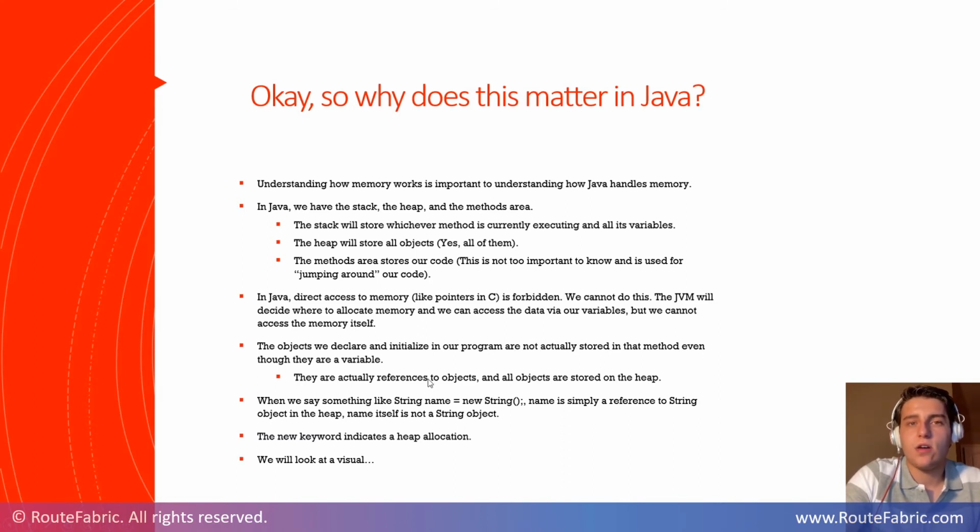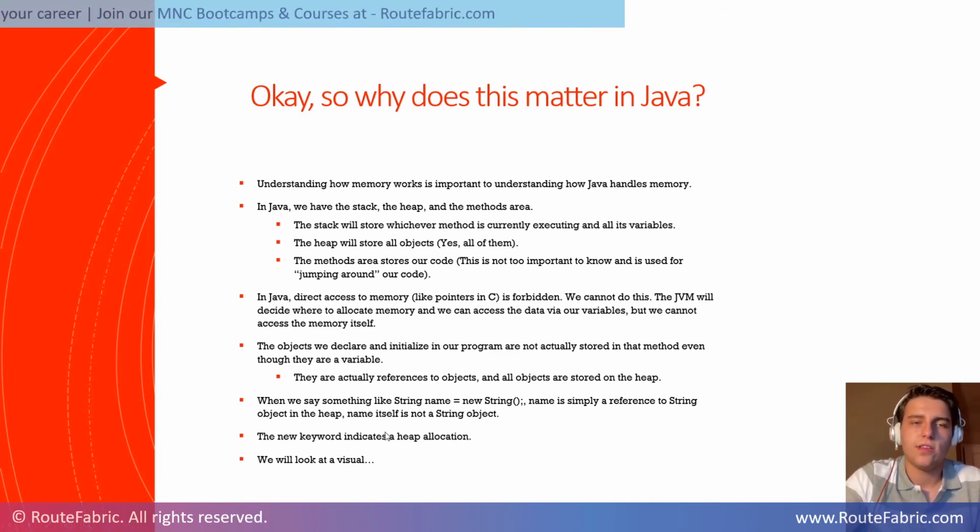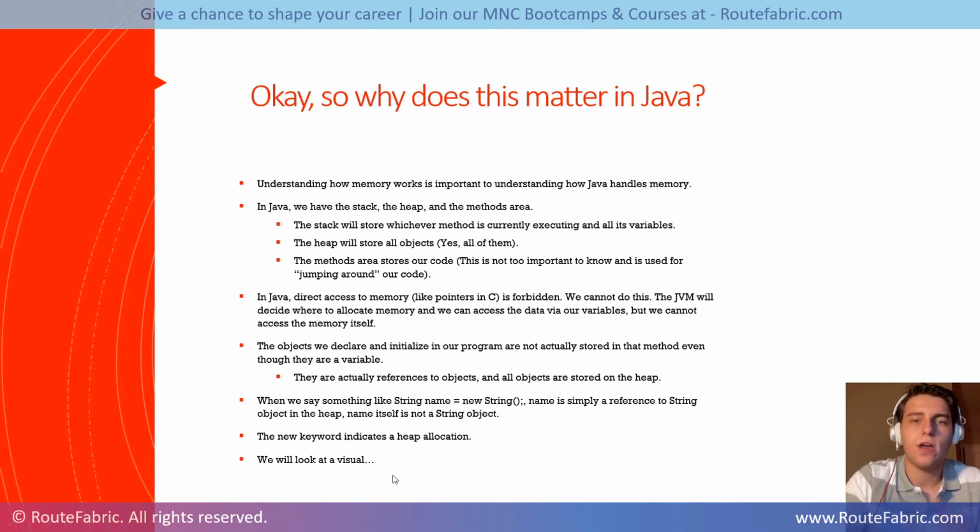So really this can get quite confusing because in some languages you have a character that they use to define a reference, so you know it's a reference. But this doesn't appear like a reference to us. When we use it in our code, it appears as though we're actually acting on the name object. But it is important to keep in mind that the actual object itself is on the heap, and the variable that we're accessing is just a reference. We also need to realize that the new keyword indicates a heap allocation. That's always going to be true. And so we'll look at a little visual real quick so we can get a better understanding of how this works, because it is a little bit confusing.